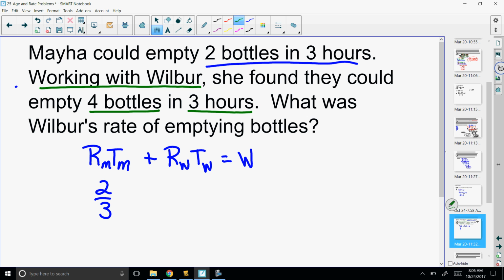We don't have a rate of them together, but what we do know is how long did they work? 3 hours. So the time that both of them are actually working is 3 hours, and how much work do they get done in those 3 hours? 4 bottles. And what they want to know is, what is Wilbur's rate? So the difference is taking 2 bottles in 3 hours and writing it as a rate versus 4 bottles in 3 hours and realizing that that's individual pieces in your equation.